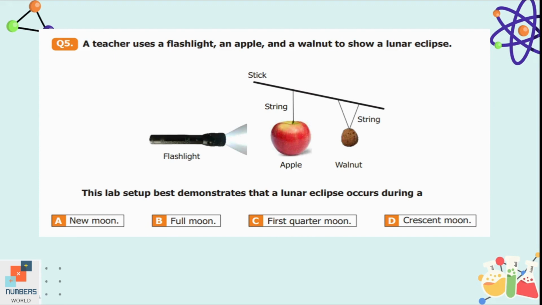So different phases of the moon are given in the options. If we look at the whole setup, the walnut is representing the moon, which is in complete round shape. So we can say the lunar eclipse occurs during a full moon, because full moon is also in a round shape and the walnut is also.